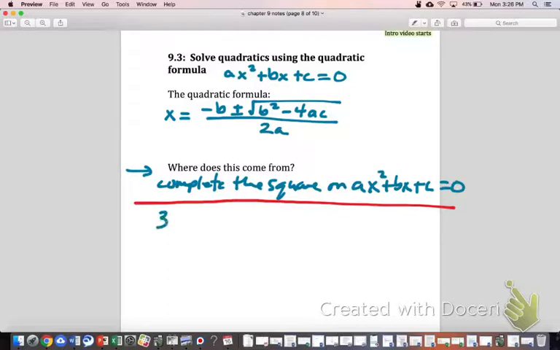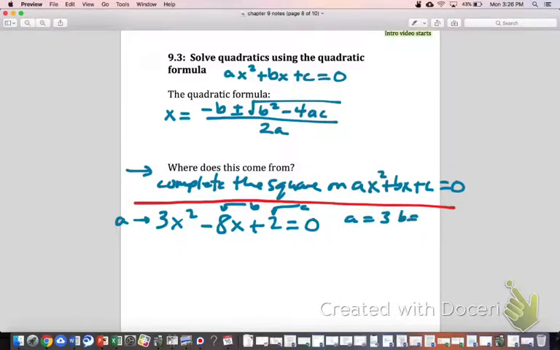So, for example, let's say that you had a quadratic that you were trying to solve. Let's say it was 3x squared minus 8x plus 2 equals 0, something like that. What you would do is identify the a, b, and c. So a is 3, and b is negative 8, and c is 2. You could write that off to the side: a equals 3, b equals negative 8, and c equals 2.